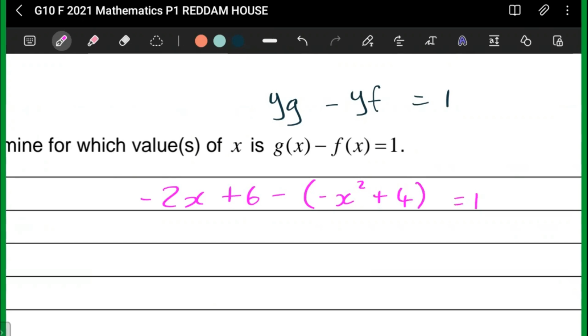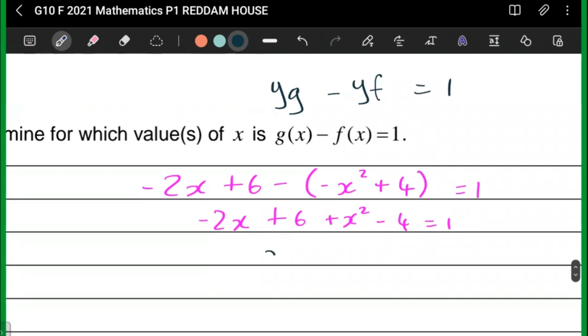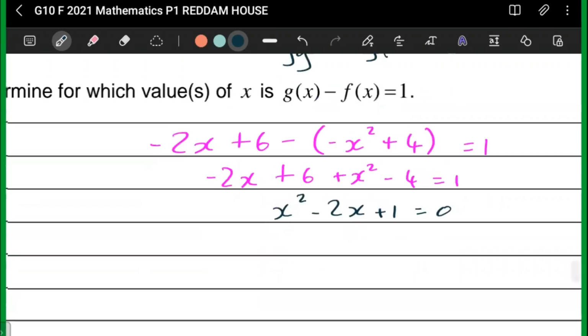So let's solve for x here. You're going to have -2x plus 6 plus x squared minus 4 equal to 1. Then you're going to have x squared minus 2x, and then 6 minus 4 is a 2. And then the 1 can come over: 2 minus 1 is a plus 1. That is kind of crazy, but it works.